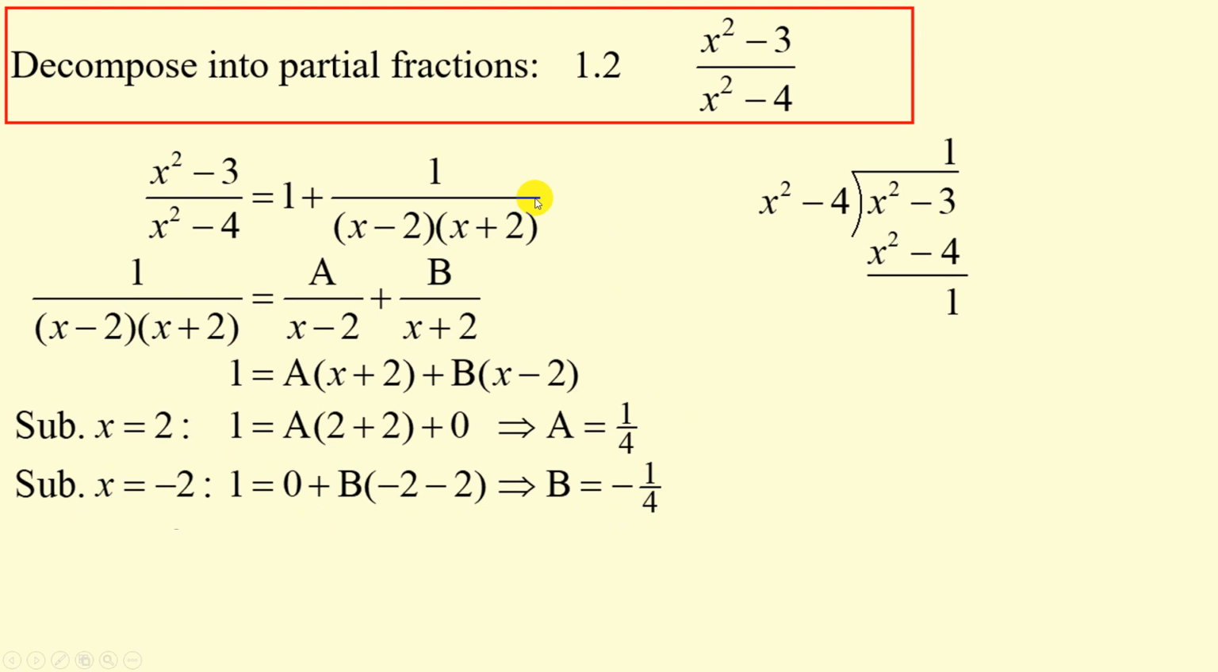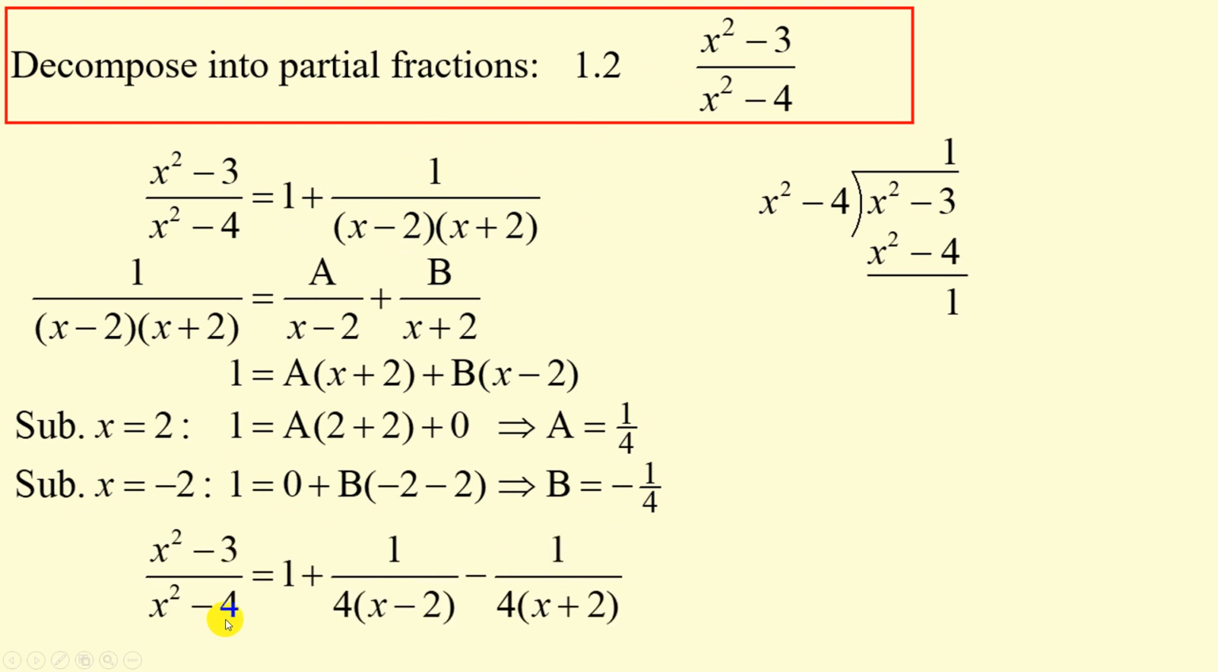Substituting back into the original, not forgetting that we have the 1 plus, we're going to end up with 1 plus and then the a, so there, and instead of putting a 1/4 over x minus 2, I'm going straight to saying 1 over 4 into x minus 2. That minus 1 over 4 into x plus 2.